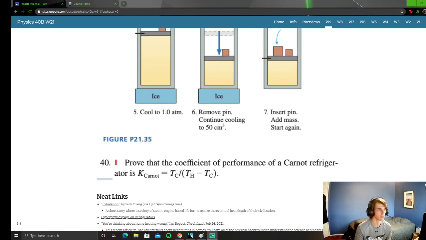Hello, my name is Scott Medjian, and today I'll be going over problem 40 for week 9. Prove that the coefficient of performance of a Carnot refrigerator is K Carnot equals Tc over Th minus Tc.